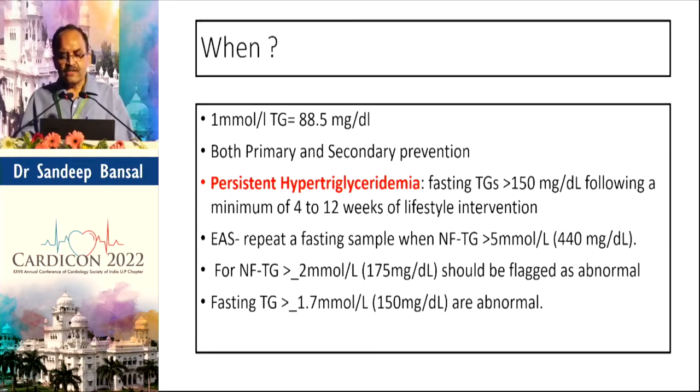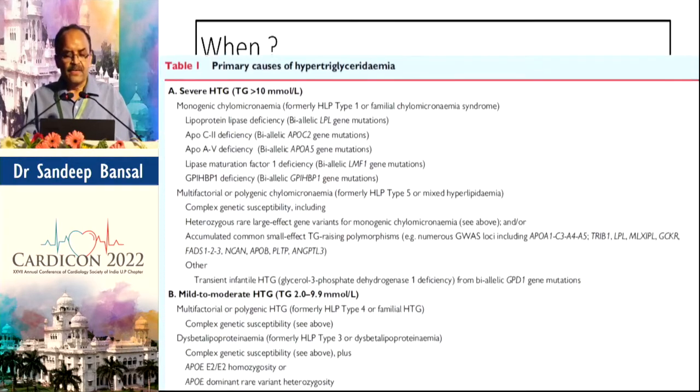If the fasting triglycerides are more than 150, they are abnormal. If they are more than 440, they say you repeat a fasting sample. This is the European Atherosclerosis Society recommendation.